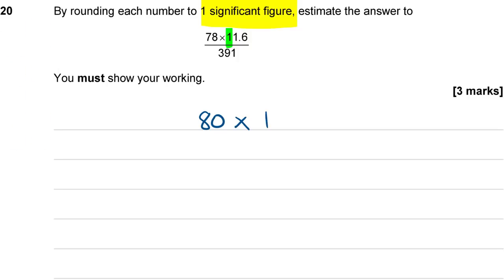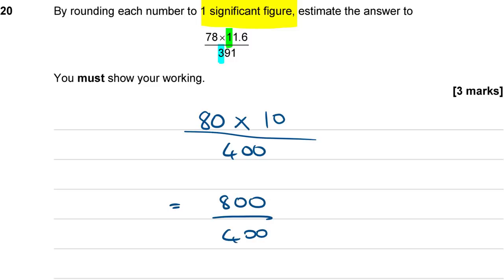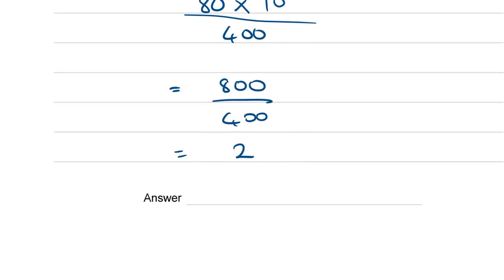So 80 times 10 divide by 391. Now the first significant figure of that number is that 3 there. That's in the hundreds column. So 391, we're going to be rounding to the nearest 100. So 391 to the nearest 100 is 400. So I've got 80 times 10 divided by 400. So 80 times 10 is 800. 800 divided by 400. Well, 400 goes into 800 twice, doesn't it? So it's roughly 2.